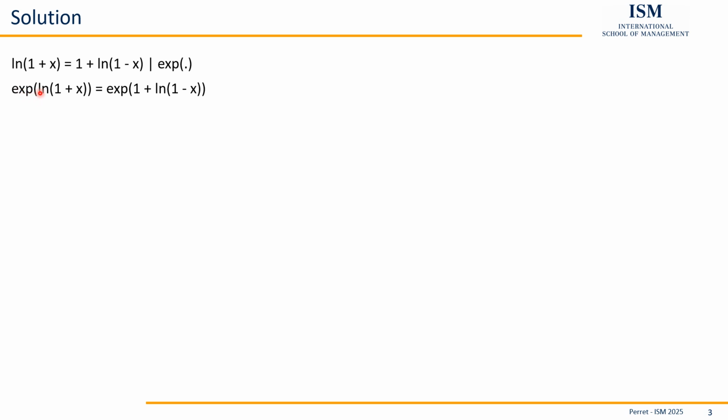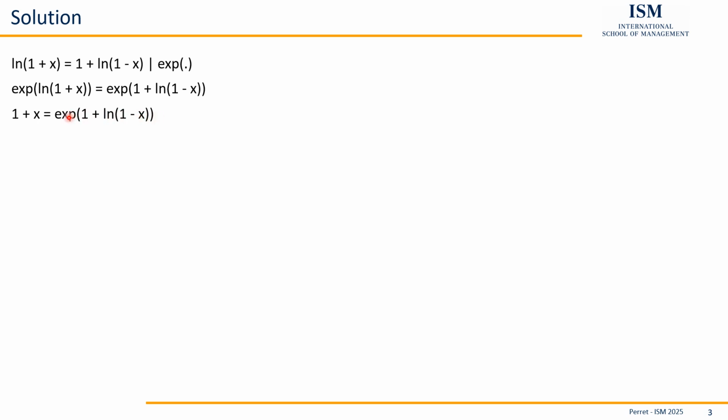Well, let's first take a look on the left side. Here I have exponential function applied on logarithm. So those two cancel each other out, and I'm left with this expression. So this already simplifies this at least something. What about the right hand side? Well, there's one rule for working with exponents. And the exponential function is nothing else than an exponent. So I have number e to the power of 1 plus natural logarithm of 1 minus x.